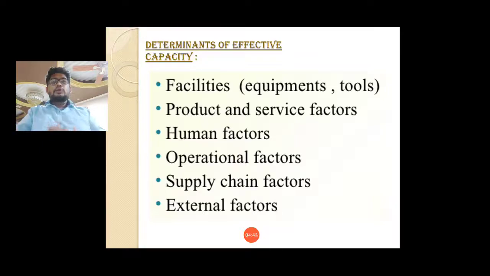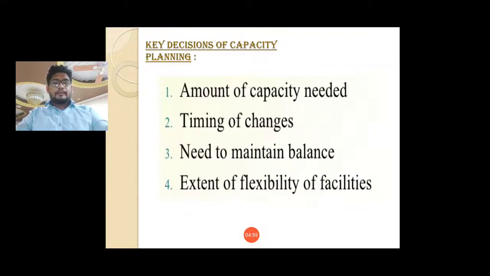Third one comes the human factors. Fourth one comes operational factors. Fifth one is supply chain factor, and seventh one comes as an external factor, that is the environment and the policies. Fine.